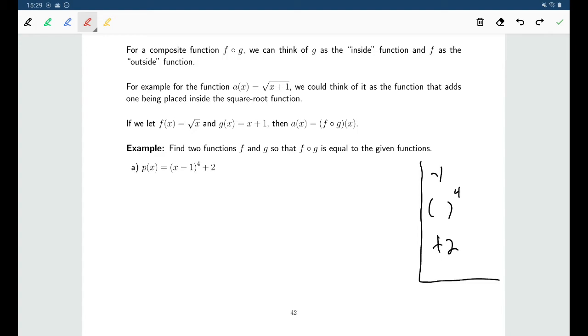So suppose I were to take my inside function as just being the subtracting 1 function. So I could take g of x being just the function that subtracts 1. And then for my outside function, I'll take everyone else, the function that raises things to the power of 4 and then adds 2. And if I were taking that verbal description and writing it out as a function, it's the function that takes your input, raises it to the power of 4, then adds 2.